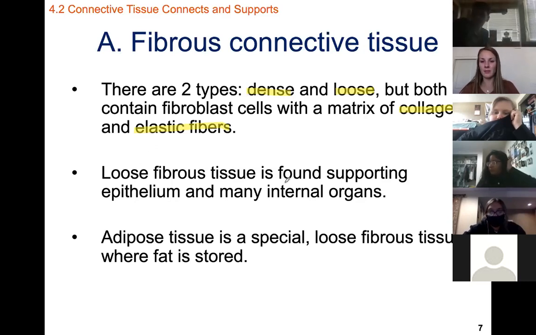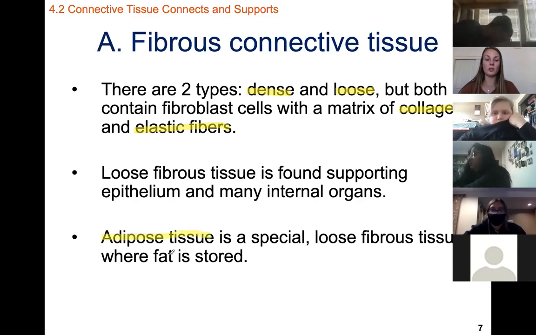The loose fibrous connective tissue can be found in supporting epithelium and many internal organs. So when you think of your small intestine, large intestine, your stomach, there's some loose fibrous connective tissue that helps make up those different organs. Adipose tissue is a special loose fibrous tissue where fat is stored. So adipose tissue is known as fat. It's special because it is made up of a loose fibrous tissue, but it's also very dense at the same time. So that's why it's a little special. So that's a little bit more about fibrous connective tissue.